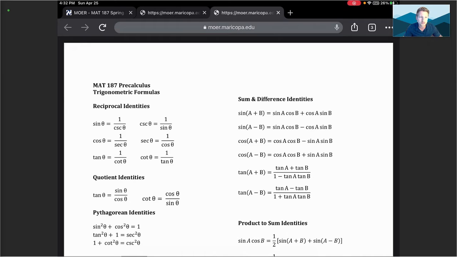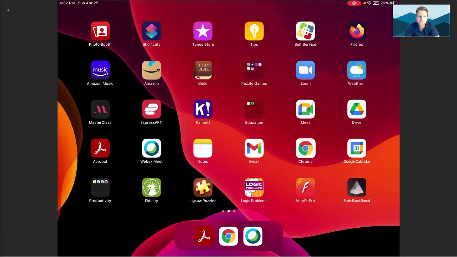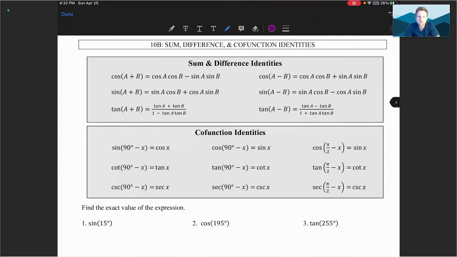So let's take a look at section 10B together. We'll do an introduction with this. In this section, we'll be taking a look at the sum and difference identities. So we have the sum and difference identities for cosine, sine, and tangent. Notice that we'll have just a combination of cosines and sines for these two angles A and B that we are either adding together or subtracting from one another.